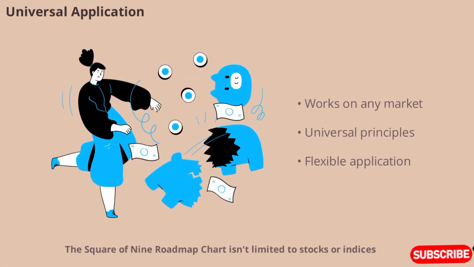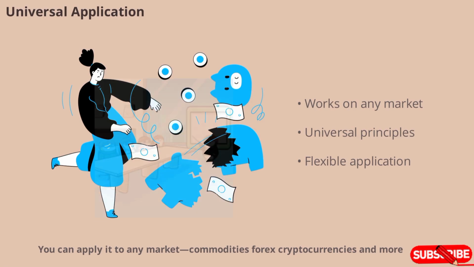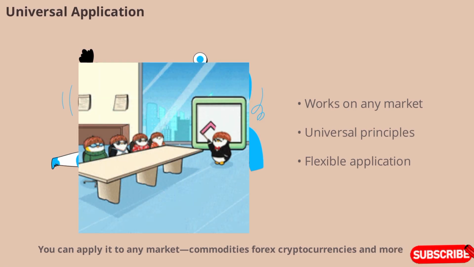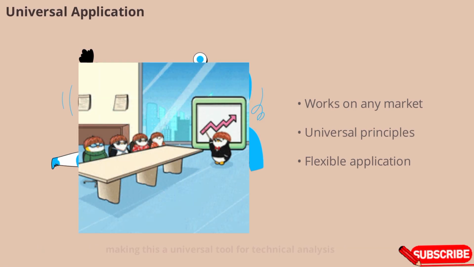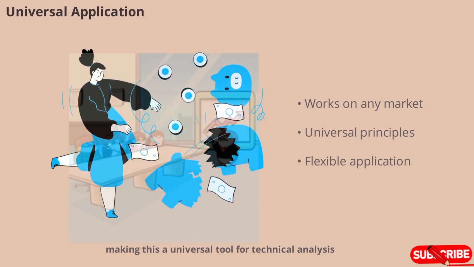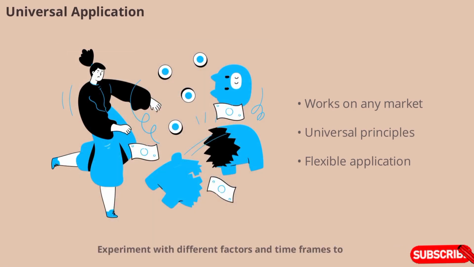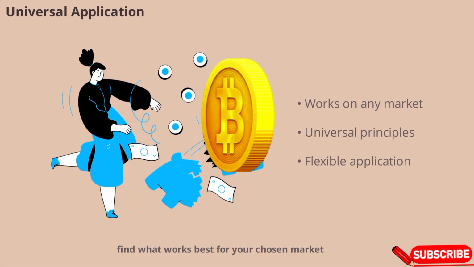The square of 9 roadmap chart isn't limited to stocks or indices. You can apply it to any market: commodities, forex, cryptocurrencies, and more. The geometric principles remain the same, making this a universal tool for technical analysis. Experiment with different factors and time frames to find what works best for your chosen market.